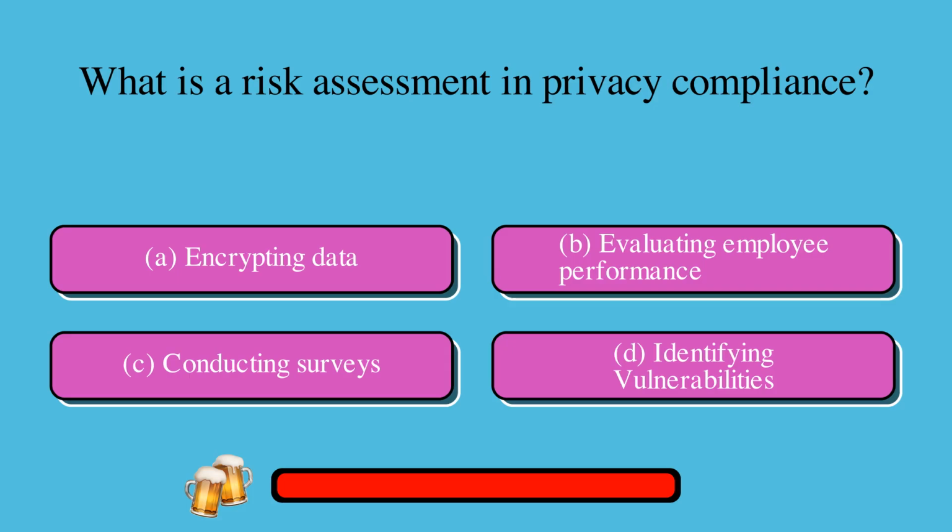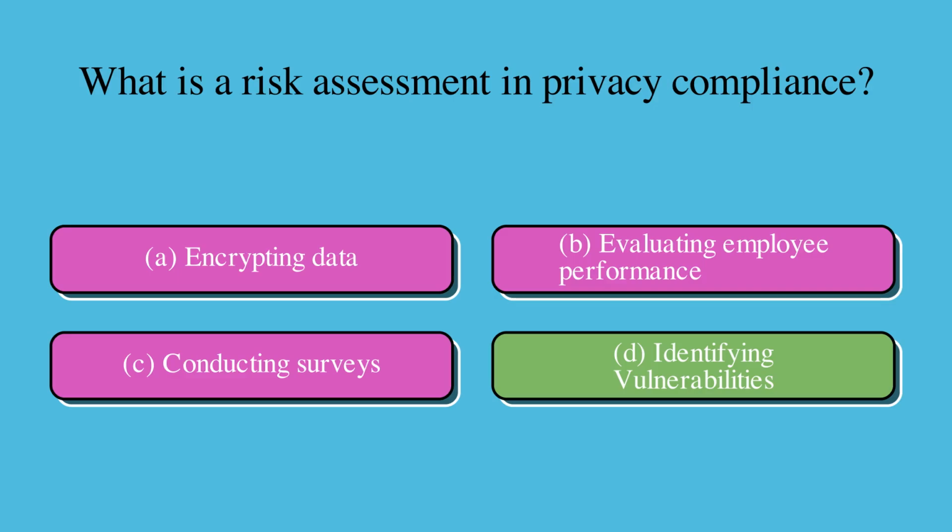What is a risk assessment in privacy compliance? A, encrypting data, or B, evaluating employee performance, or C, conducting surveys, or D, identifying vulnerabilities? The correct answer is D, identifying vulnerabilities.